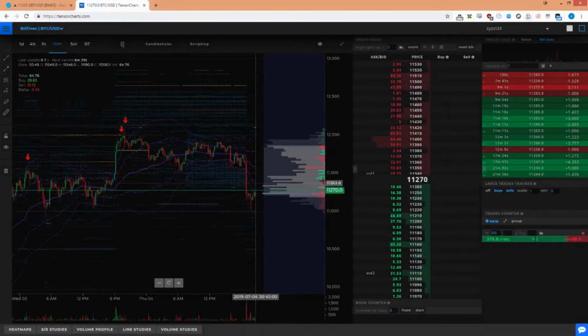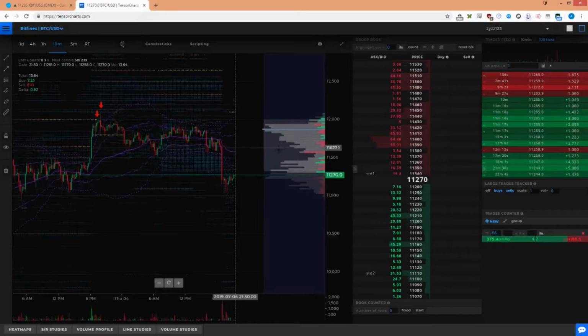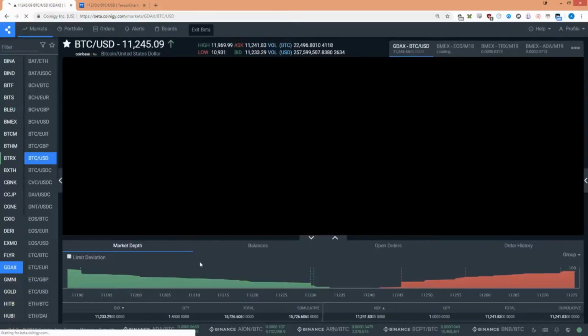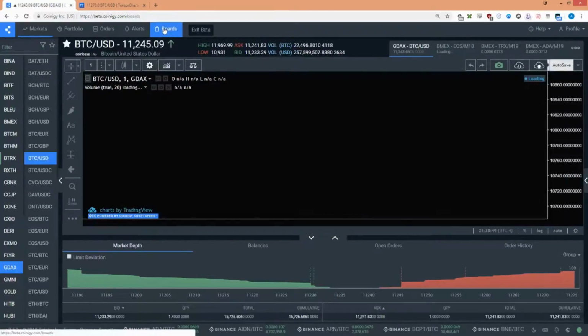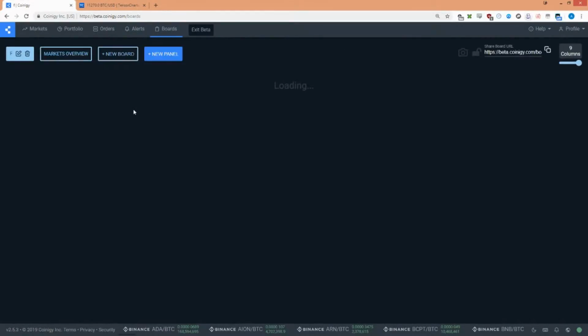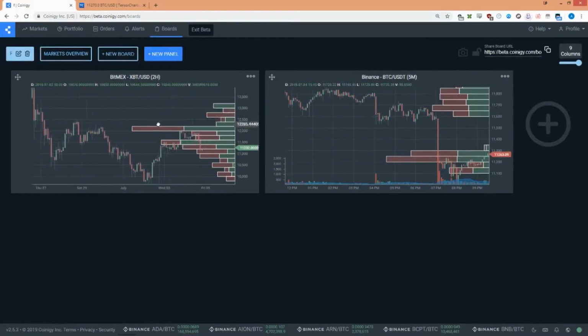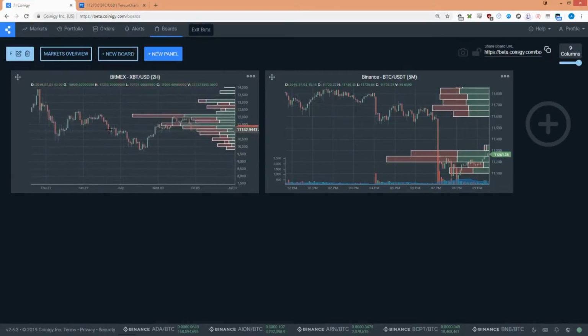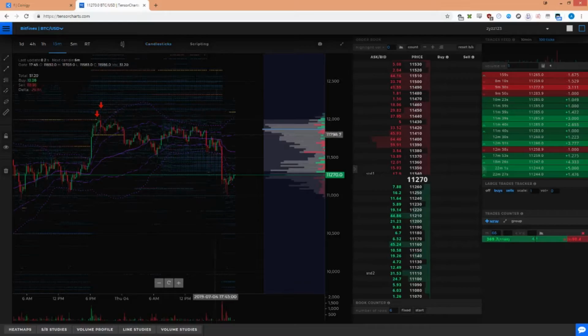On the right is the volume profile, which I think you have if you have some kind of TradingView subscription. It's also available on Coinigy, but you have to go to their special beta and you get a shittier version. But you can see, actually it's more visible here.